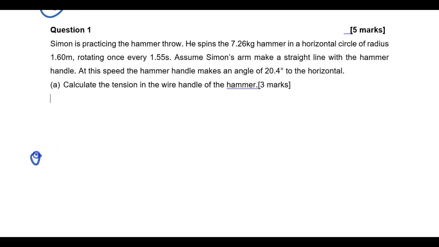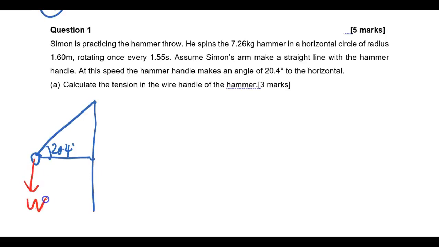So for number 1, what I should do is sketch it out. Approximately this is the picture whereby the hammer is making 20.4 degrees to the horizontal and spinning at this rate. Now the first question, find the tension. How do I do it? We have to realize that a force of gravity, W, will be exerted on the hammer. At the same time, you have tension in the wire.